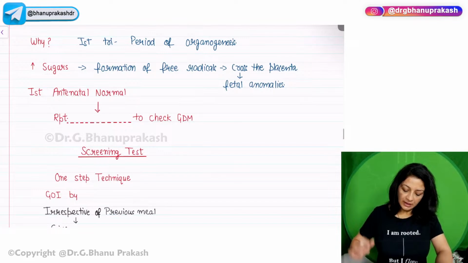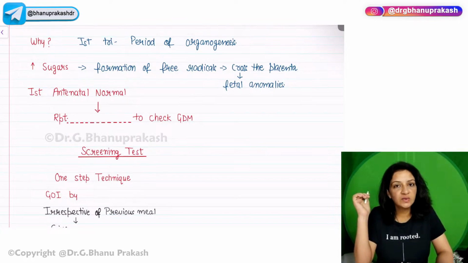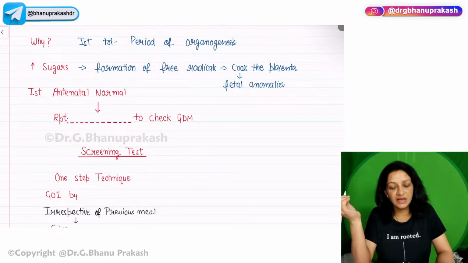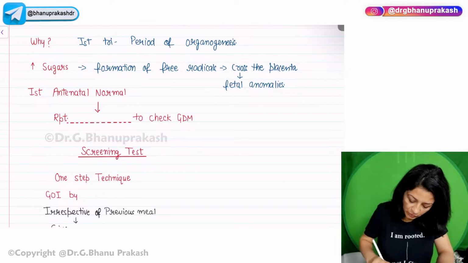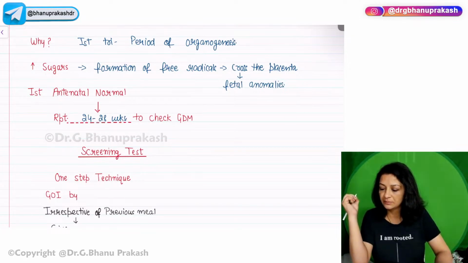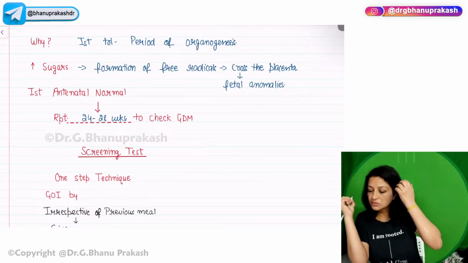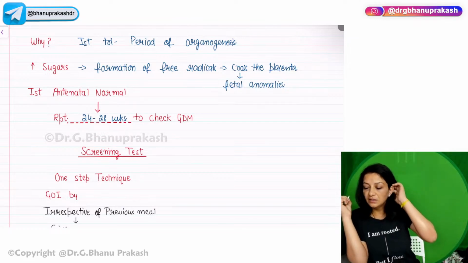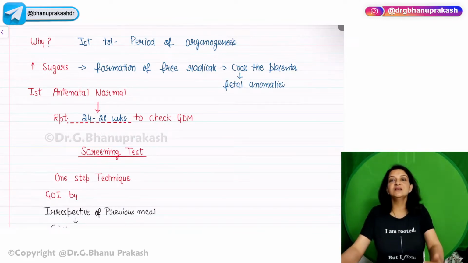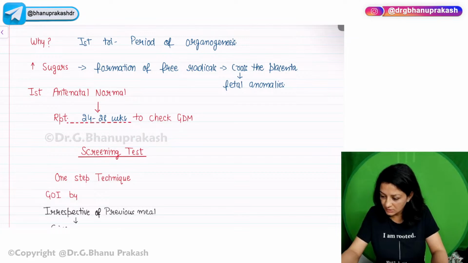So in the first antenatal visit, if your sugar levels are normal, then repeat at 24 to 28 weeks to check for GDM. So what anomalies do we see? Anomalies can include cardiac anomaly, doctor, sacral agenesis, and neural tube defects, if sugars are high in the first trimester.